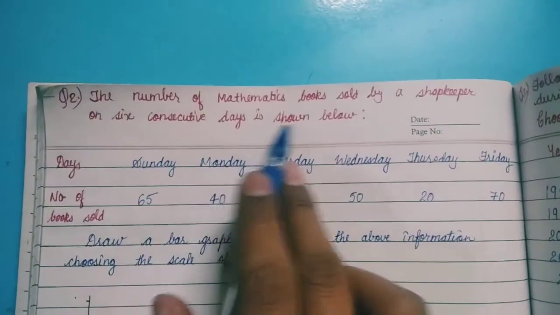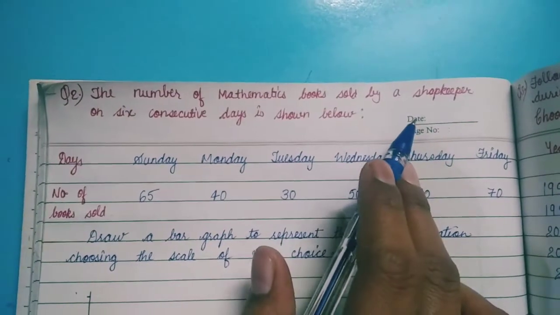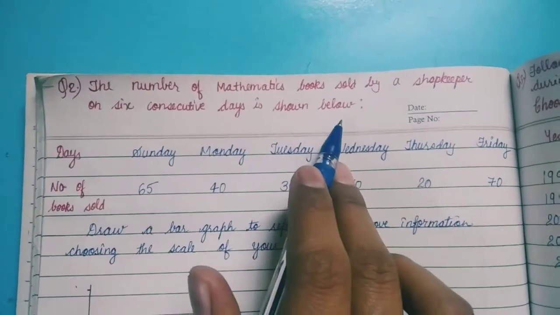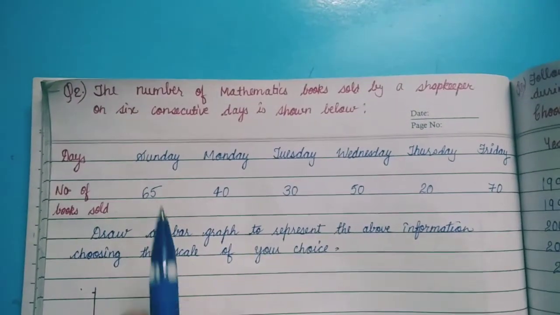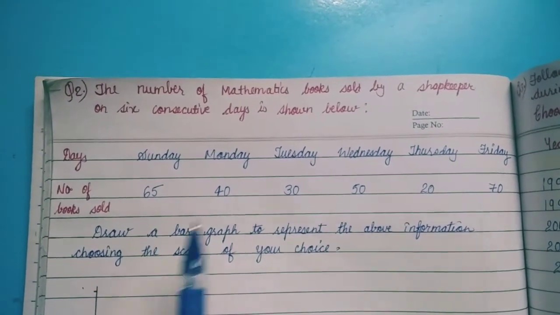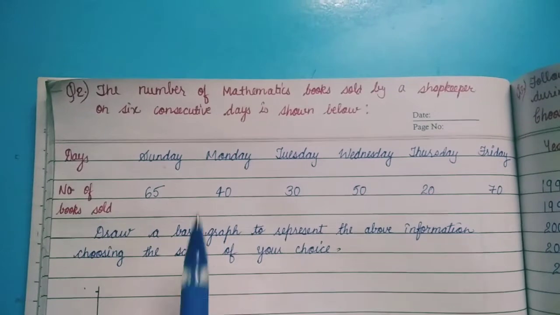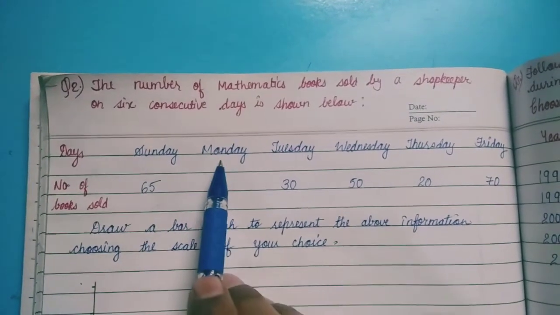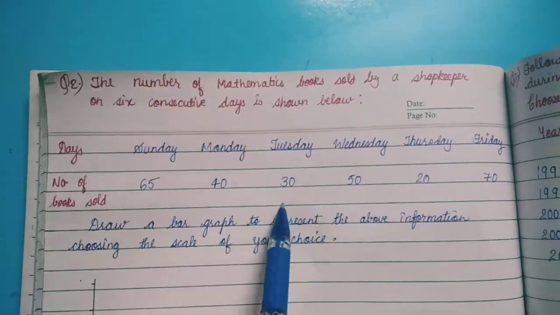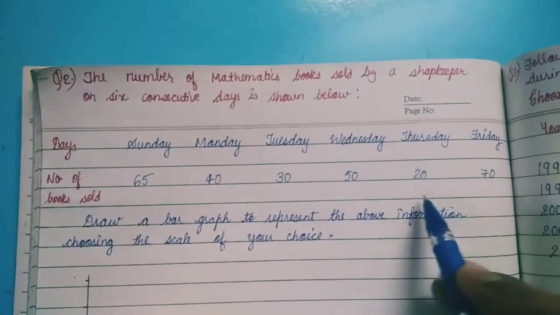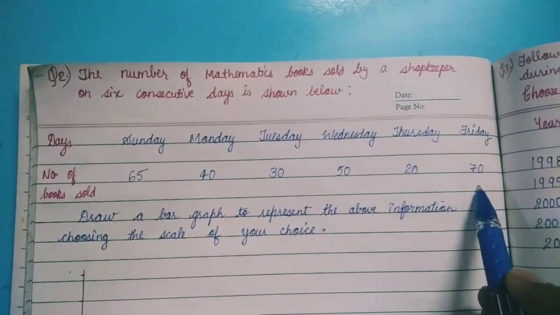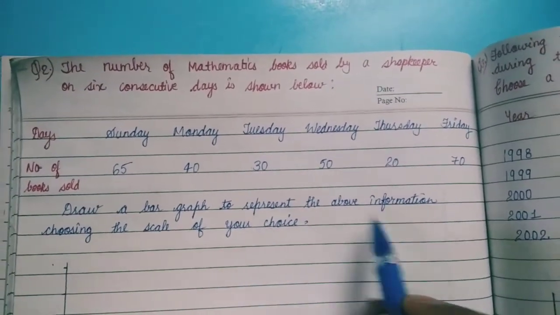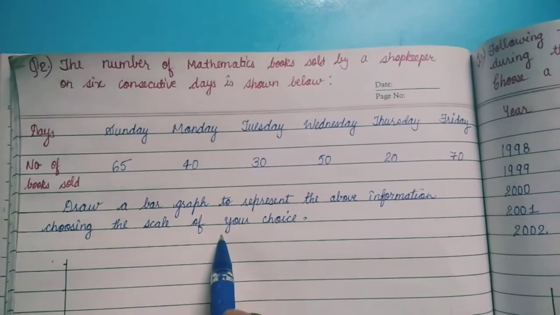The number of mathematics books sold by the shopkeeper on 6 consecutive days is shown below. It means we have the selling of mathematics books on consecutive days. On Sunday 65 books were sold, on Monday 40, Tuesday 30, Wednesday 50, Thursday 20, Friday 70. Draw a bar graph to represent the above information, choosing the scale of your choice.